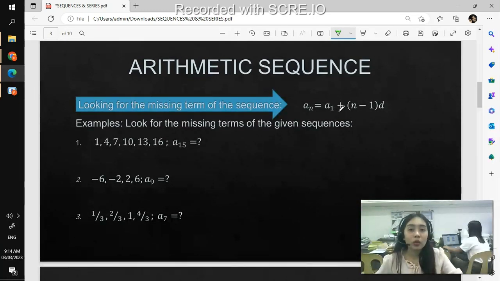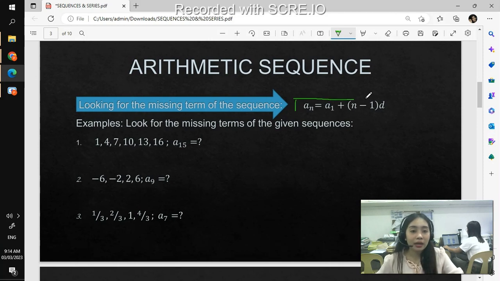Now we have the general form of the arithmetic sequence that is given by a sub n is equal to a sub 1 plus n minus 1 times d. Here, a sub n is the term that we are looking for, or the nth term, the missing term of the sequence. A sub 1, this is our first term, all right?